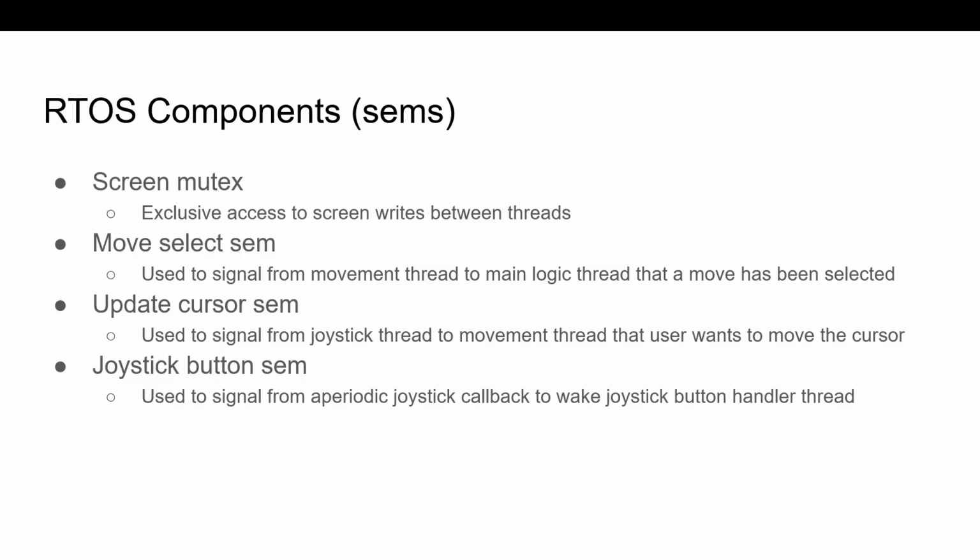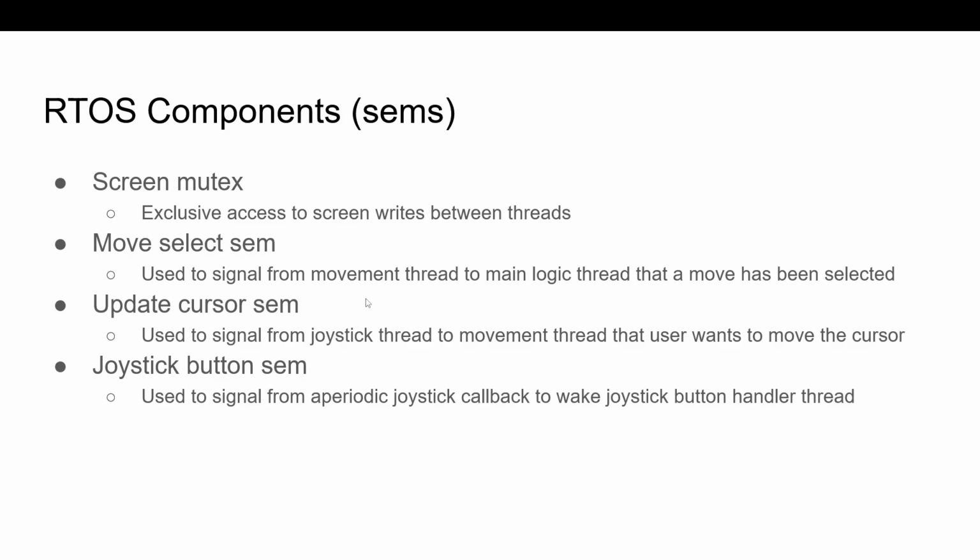The next semaphore is the move select semaphore. I have separate threads for doing the move gathering logic as well as making the actual move. So this semaphore is used to signal from one thread to another that a move has been selected and then it needs to be made.